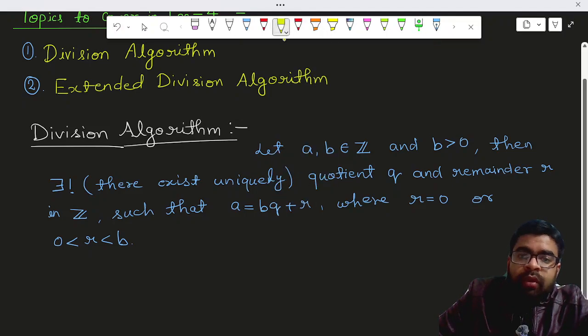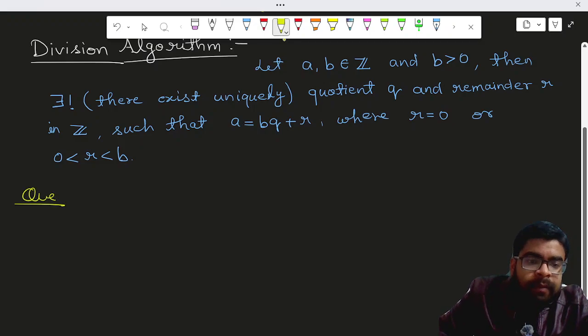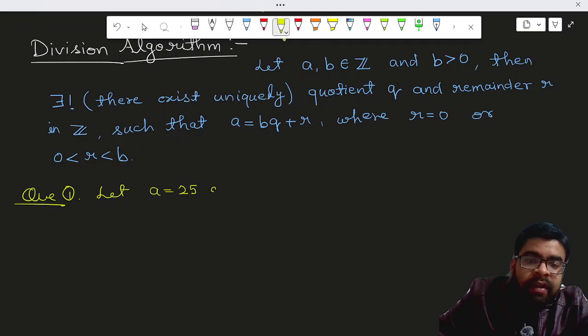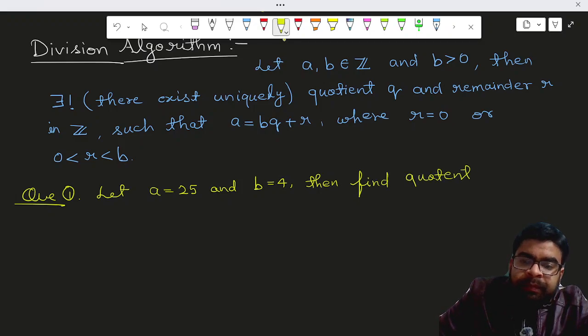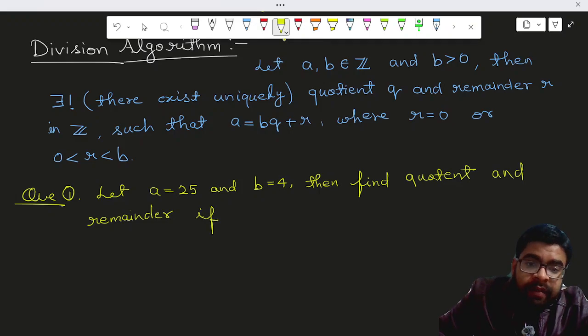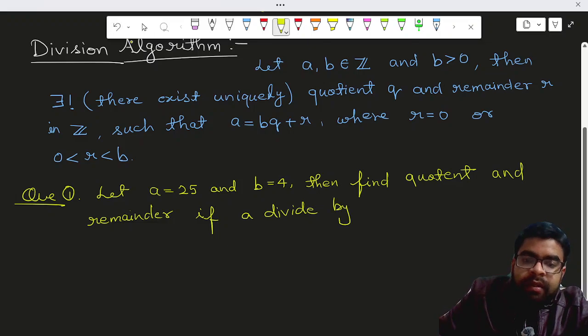Okay, write on the question number 1. इसमें लिखिए, let a is equal to 25 and b is equal to 4. Then find quotient and remainder if a is divided by b. Okay. Solution.